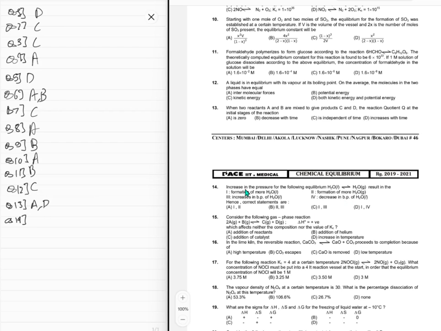Formation of more H2O gas, no. Increase in boiling point, no. Wait, actually, changing the pressure does change the boiling point because now you have changed the pressure. But wait, isn't boiling point defined as the point at which the vapor pressure is the atmospheric pressure? Yeah, and then it doesn't make sense. Okay. Probably it means that when you're boiling, there's just this vapor pressure and nothing else. There are no other gases over there.